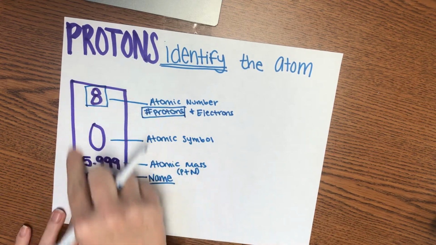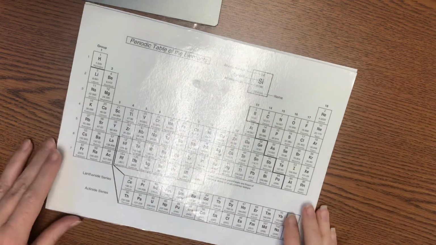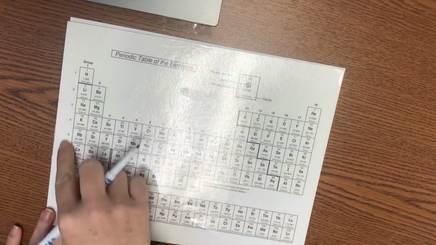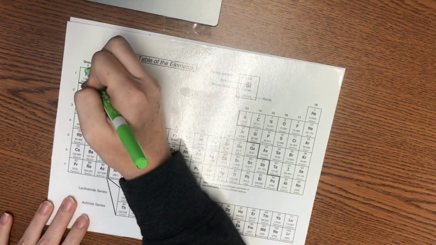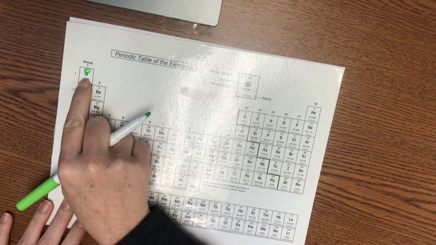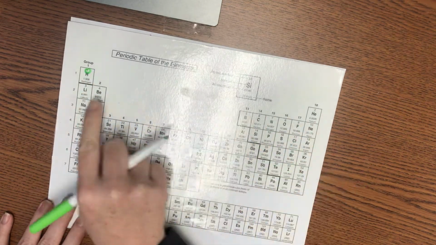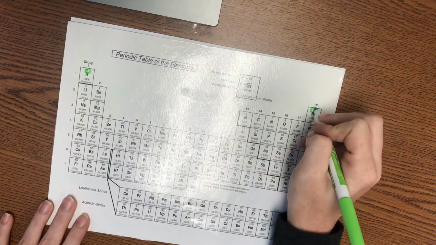So this is just one square on the periodic table. Here's a copy of the periodic table. You'll notice that the periodic table is made up of over 100 different element squares. So as we're looking at this periodic table, if we know that the number at the top tells us the number of protons, you can recognize a pattern on this periodic table that as we move to the right, just like we were reading a book, the number on the top is increasing by 1.